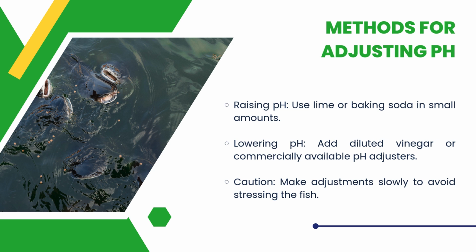How do you adjust pH? If you want to raise the pH, use lime or baking soda in small amounts. To lower the pH, add vinegar. Caution: make adjustments slowly to avoid stressing the fish.